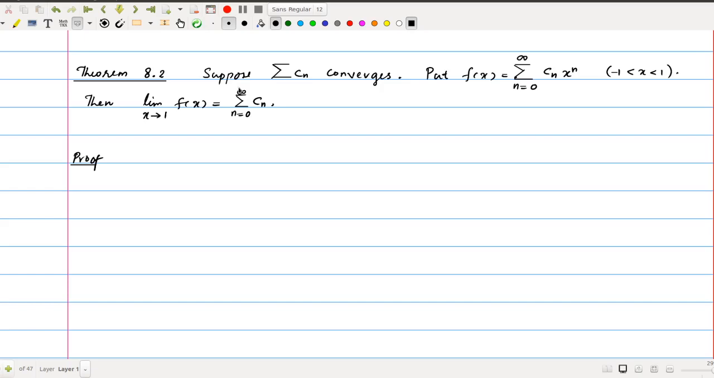So that is theorem 8.2. This is the statement of theorem 8.2. Suppose sigma Cn converges, that is, the infinite series summation n equal to 0 to infinity Cn is convergent. That is our assumption. Put f of x equal to summation n equal to 0 to infinity Cn x raised to n in this interval. This is the open interval -1 to 1.